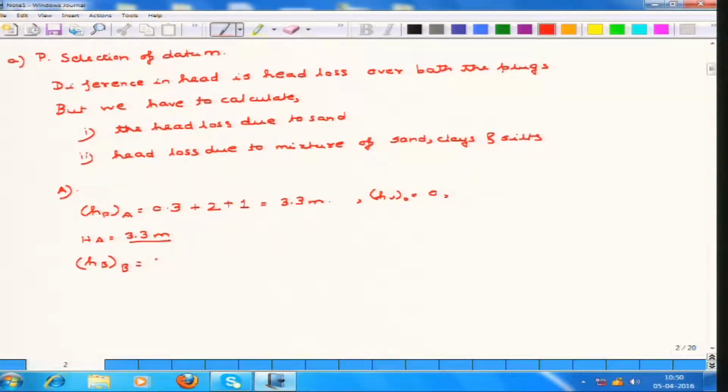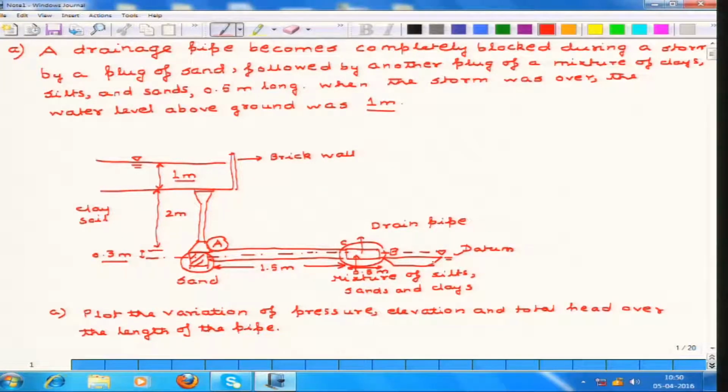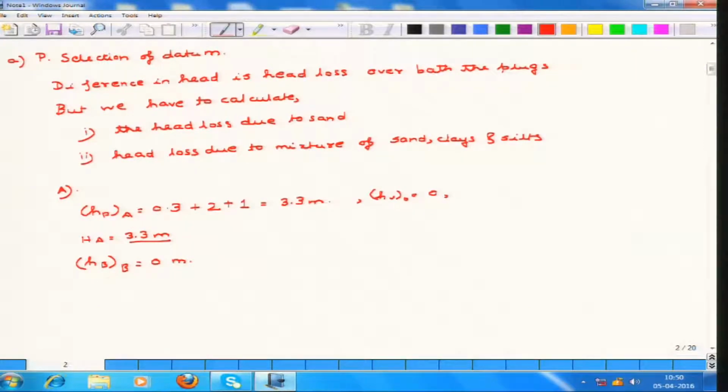Now, similarly the head at the point B will be equivalent to 0 meter, because as you can see it lies on the datum. So neither is there a pressure head nor a datum head. Both of them are equivalent to 0 in this case.